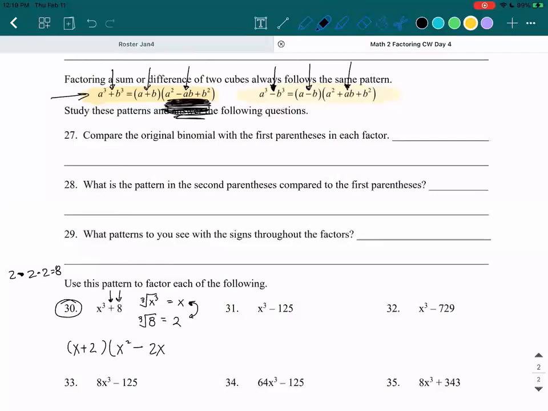And then finally on our little trinomial up here, we have a b squared at the end. And so for that b squared at the end, that is 2 squared. So what is 2 squared? 4. So our final answer for number 30 is x plus 2 times x squared minus 2x plus 4.